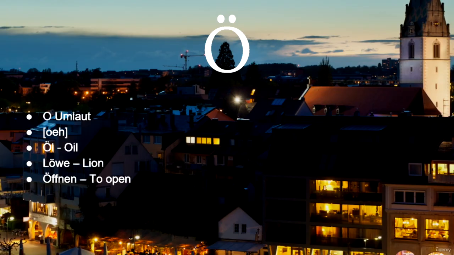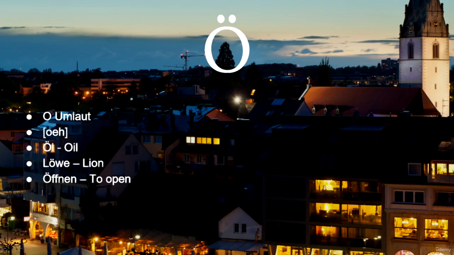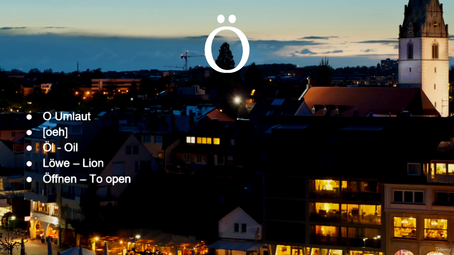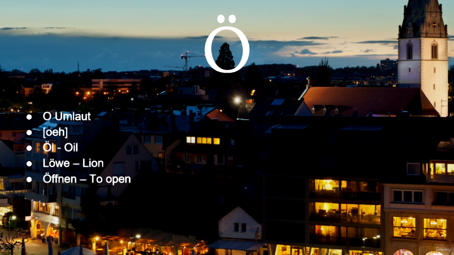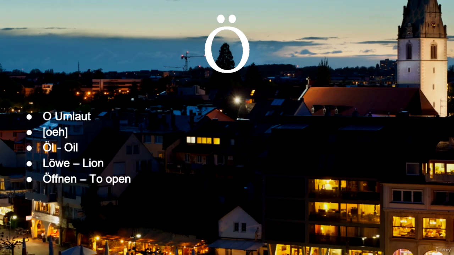The second letter is O umlaut, a normal O with 2 points above. The sound it makes is Ö. Start with an O and then try to make your lips a bit closer to each other. Ö. Ö. Öl. Öl means oil. Löwe. Löwe means lion. And öffnen. Öffnen means open.